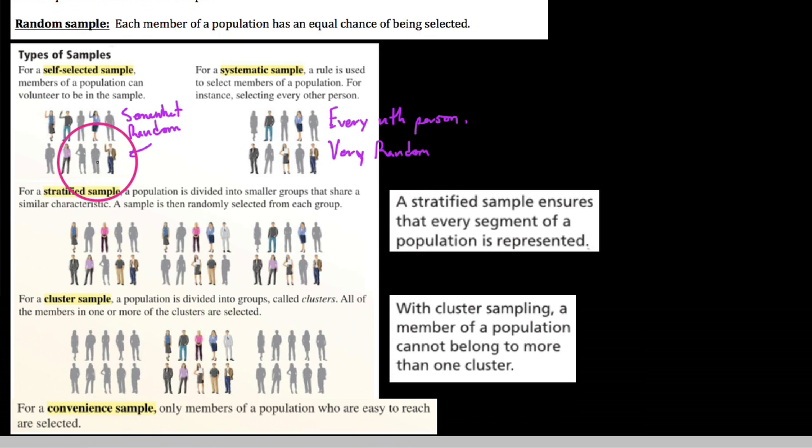So now next, we're going to look at a stratified sample. If you've ever heard this word stratified, or just the prefix strata, it means that this thing has layers. So in a layered situation, for example here, it says a population is divided into smaller groups that share a similar characteristic. A sample is then randomly selected from each of these groups.